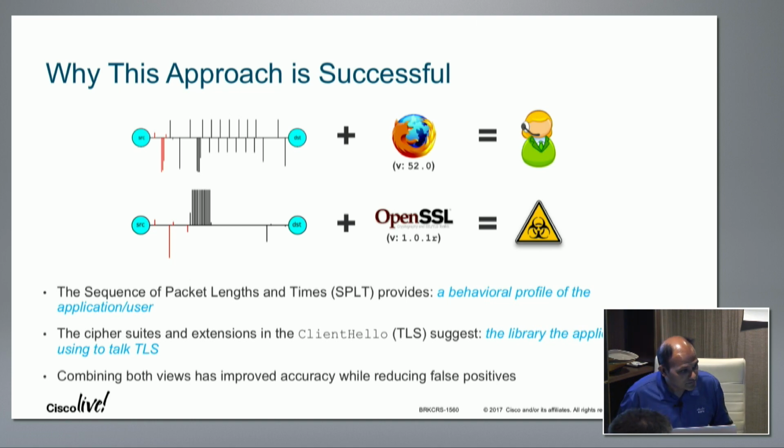So would it be fair to say that the sequence of packet length and times is machine learned based on normal patterns that are constantly going through the network, and the TLS fingerprinting is signature based? When you say signature based, in effect, the SPLT will actually help us in identifying some of the benign traffic as well, because that's probably what you were asking, right? If you generally see more traffic from the server to the client, you can be fairly certain that this is going to be benign traffic, right?